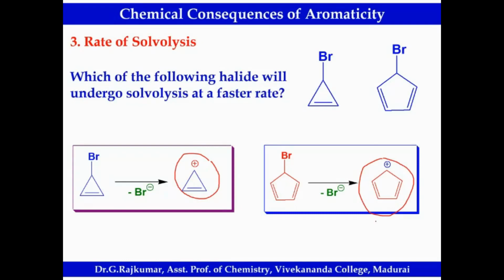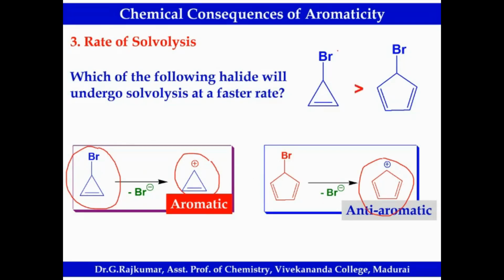What about this second one? It is anti-aromatic. 4 pi electrons, it is anti-aromatic. Okay, hence this will undergo solvolysis at a faster rate. After solvolysis it attains aromaticity. Okay, so this non-aromatic compound gains aromaticity after solvolysis. So this halide will undergo solvolysis reaction at a faster rate.